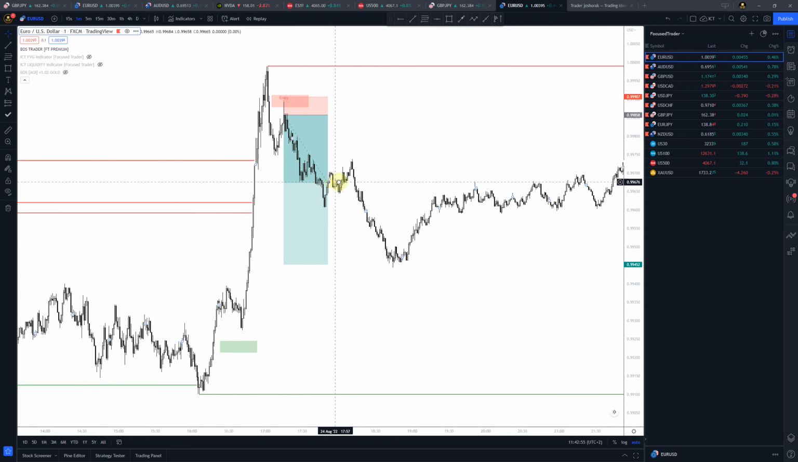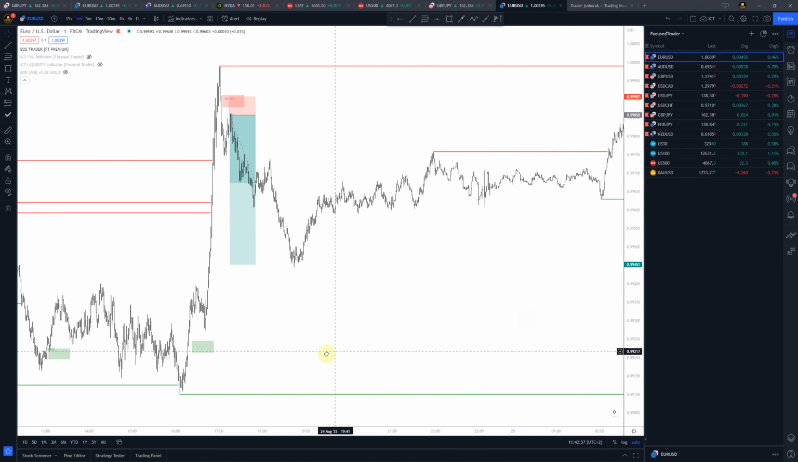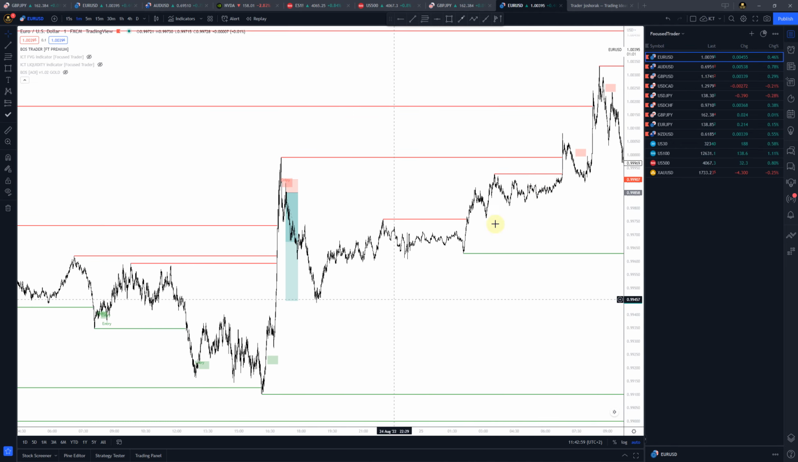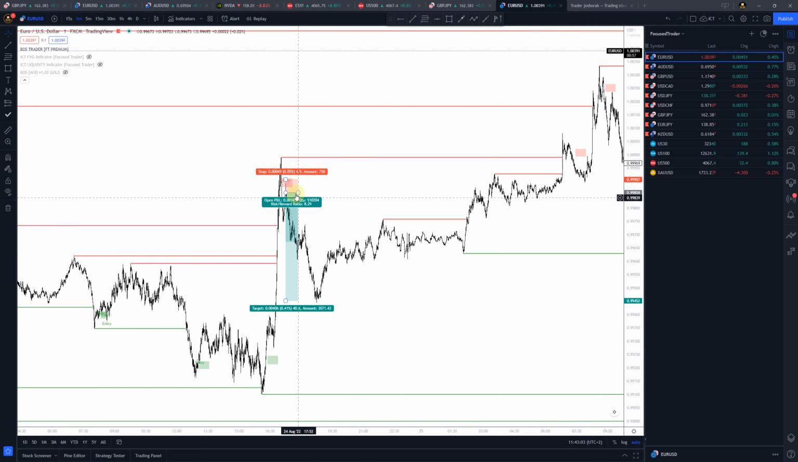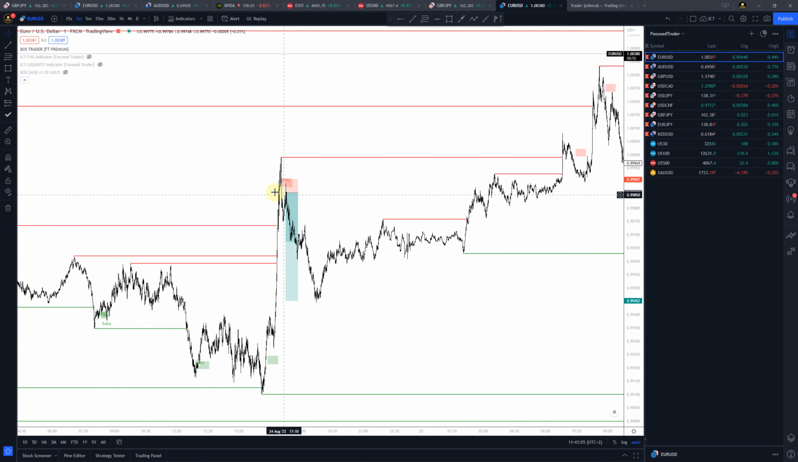And the target of this trade would be this liquidity. So you will take some partials along the way, but you will end up in break even somewhere here, because surely it's a good idea to move your stop loss to break even. Okay, so this is this trade.